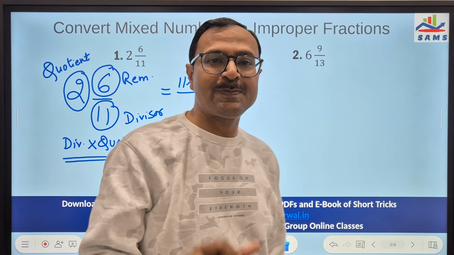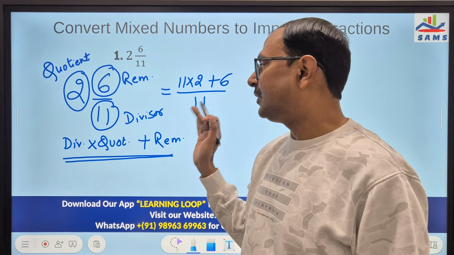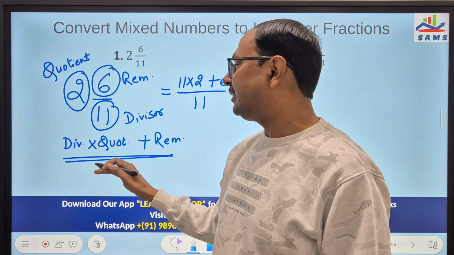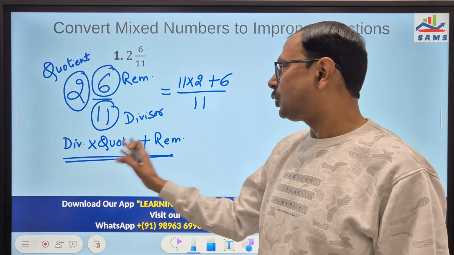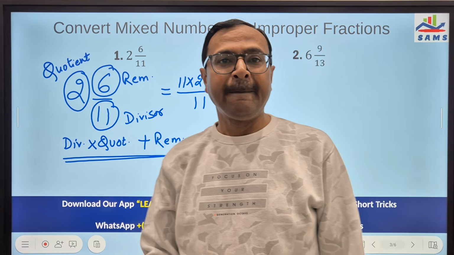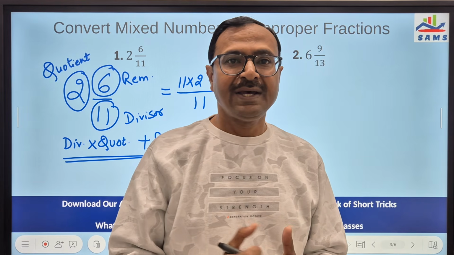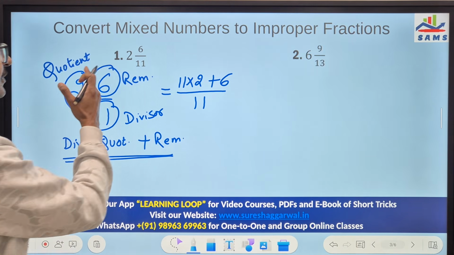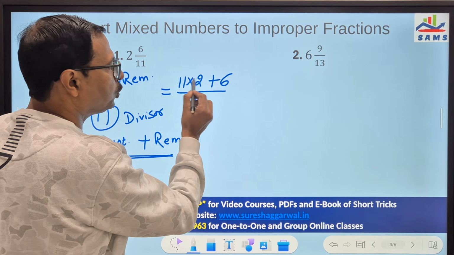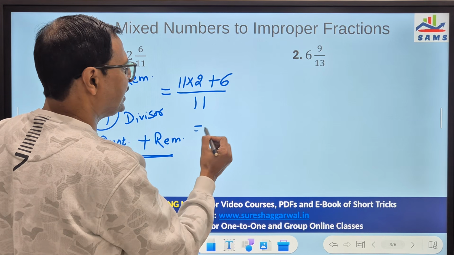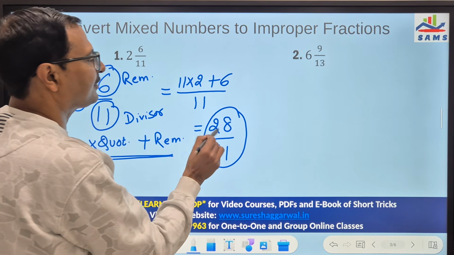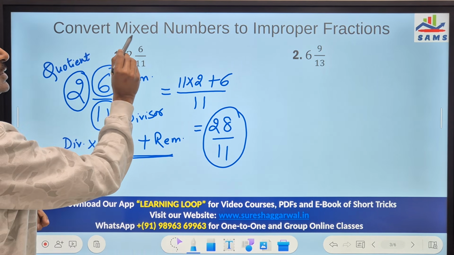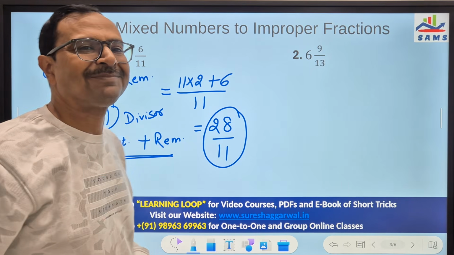So when you are expressing in terms of a mixed number, what you are doing is you are using dividend is equal to divisor into quotient plus remainder only. So to convert this into an improper fraction, you have this 22 plus 6, which is 28, and divide by 11. Now this becomes the improper fraction equivalent of 2 6 by 11.